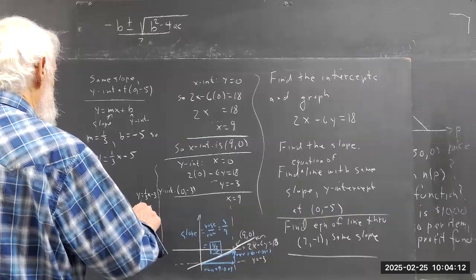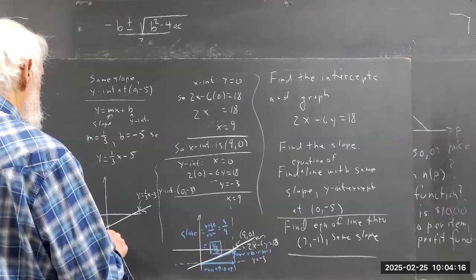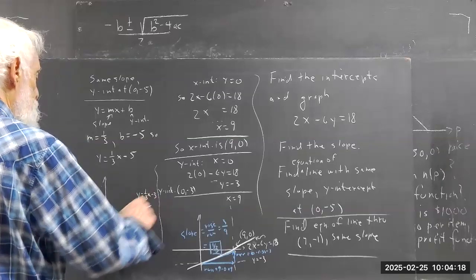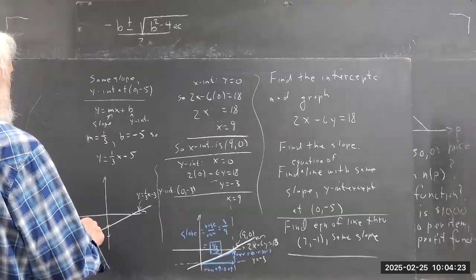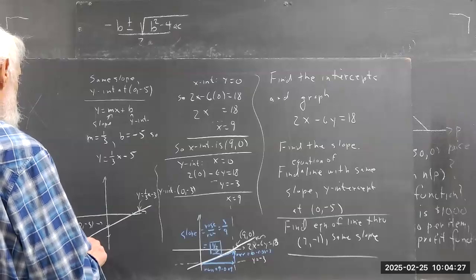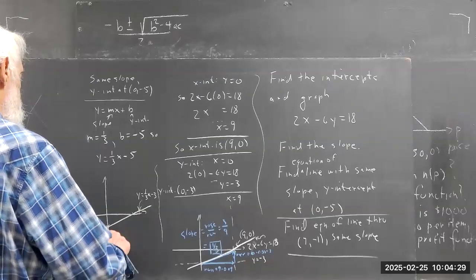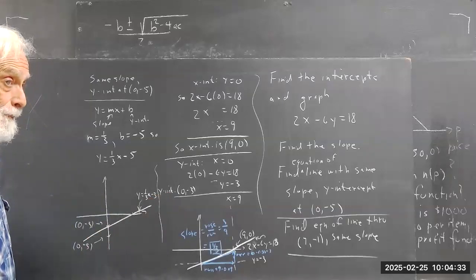y equals 1/3 x minus 3. My second graph will be y equals 1/3 x minus 5. So of course, here's the point 0, -3. Here's my new y-intercept, or my y-intercept for the second line, 0, -5. And it's got to be parallel to this line.